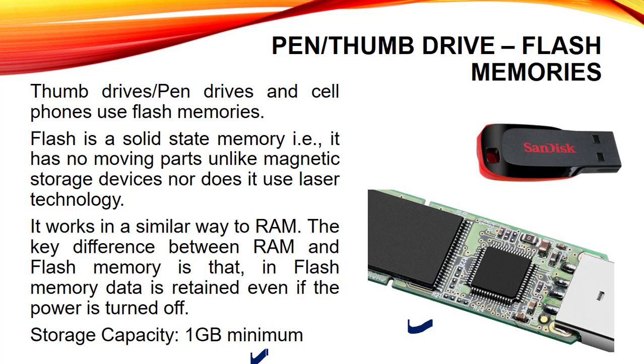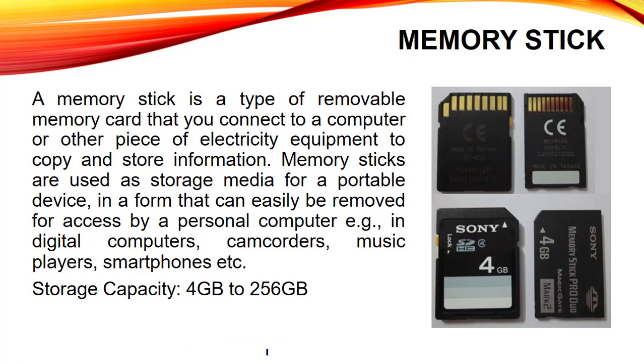Next we have memory stick. This memory stick is similar to a memory card, and it is generally used with camcorders, music players and smartphones. It is similar to a flash memory, but it's a very small chip which can store data for permanent use. It is portable and removable. The minimum size of a memory stick is 4 GB and maximum it can be up to 256 GB.